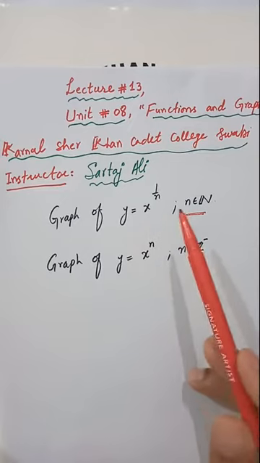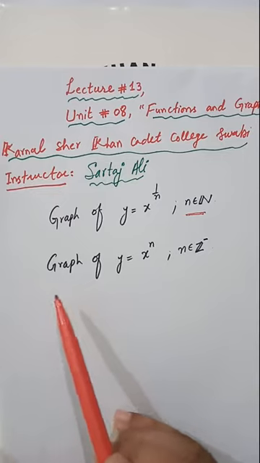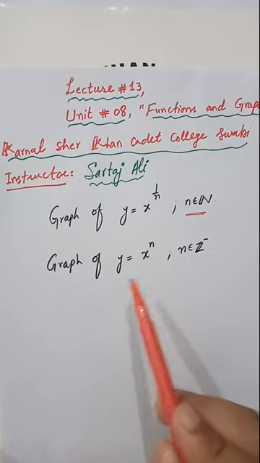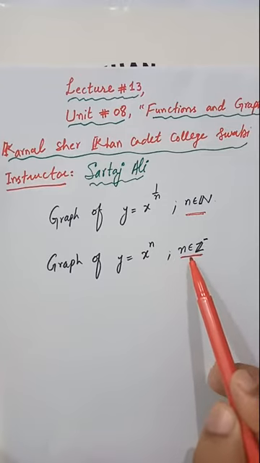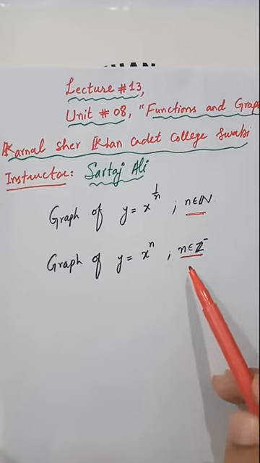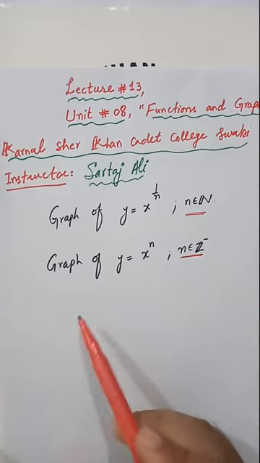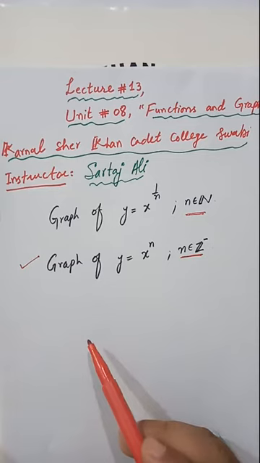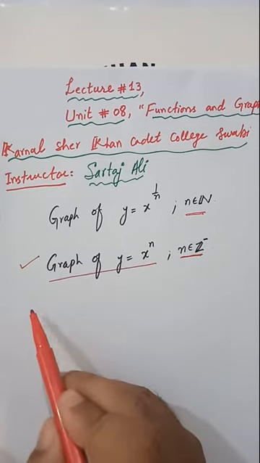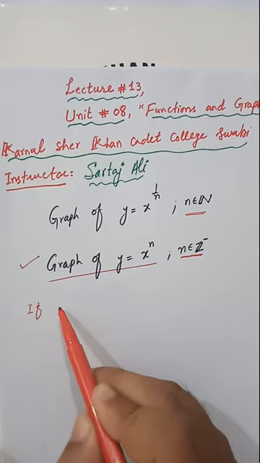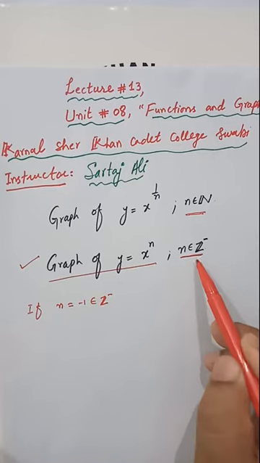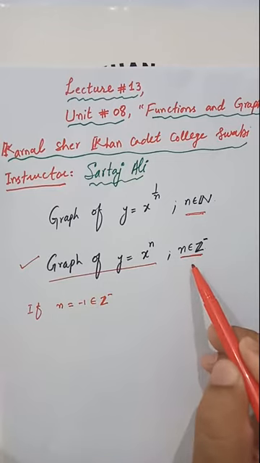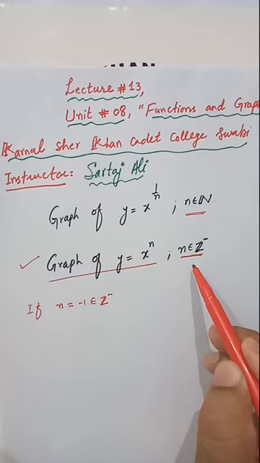We will discuss that, and we also discuss in this video lecture the graph of a function y equals x to the power n, where n belongs to the negative integers. That means the values of n are -1, -2, -3, -4 and so on. First of all, I am discussing this. If n equals -1, this is from the set of negative integers. Here n belongs to Z minus, meaning negative integers: -1, -2, -3 and so on.